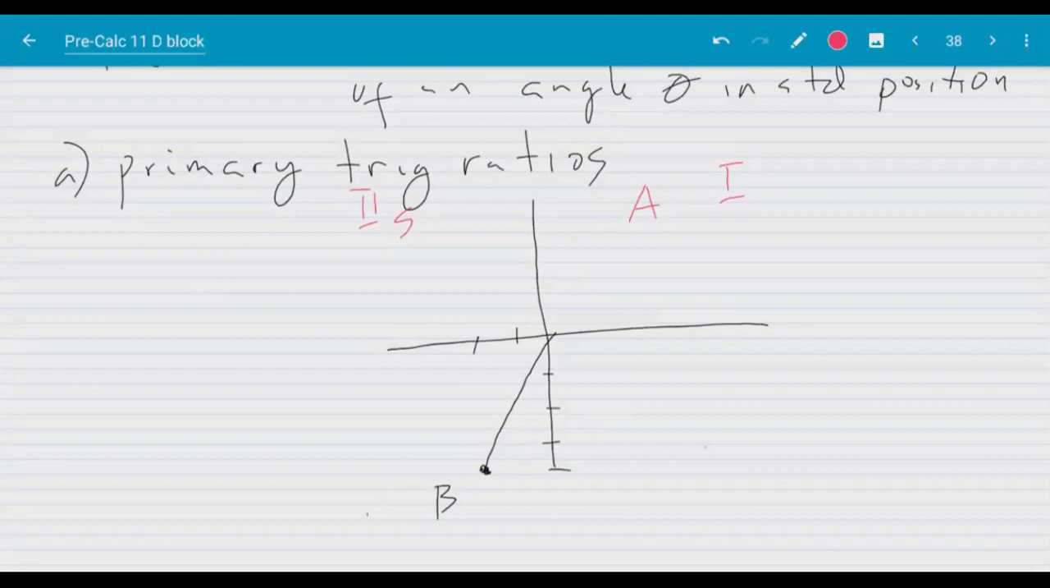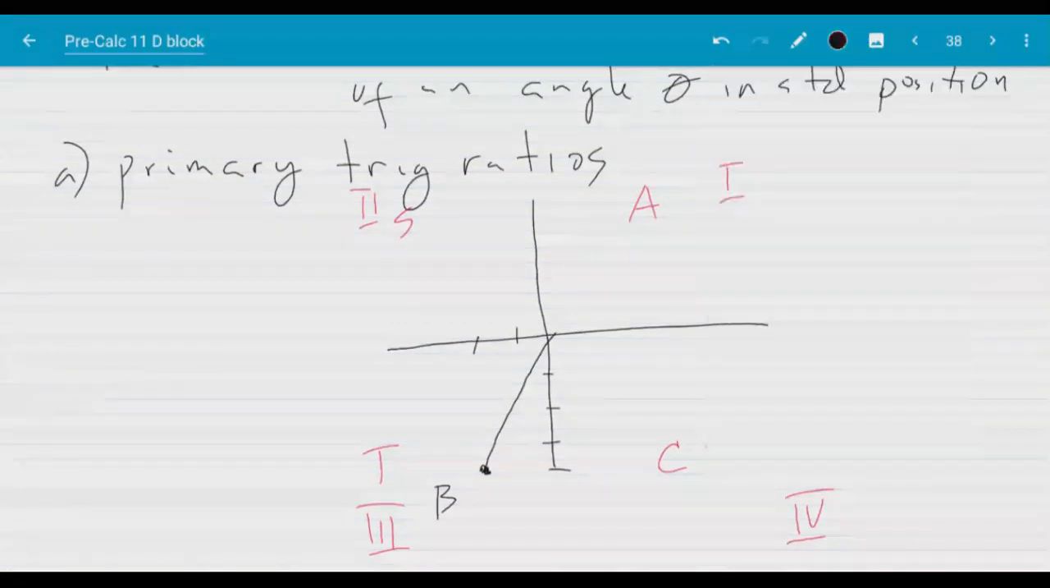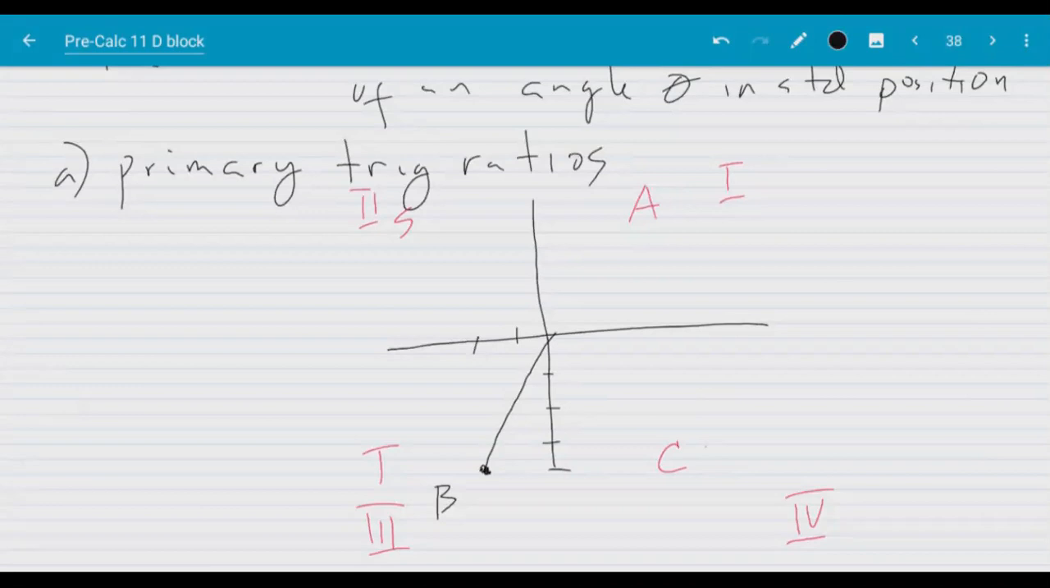In quadrant 3, only the tangent is positive. Sine and cosine are negative. In quadrant 4, only the cosine is positive, and tangent and sine would be negative. So that is where the idea of the CAST rule comes from.